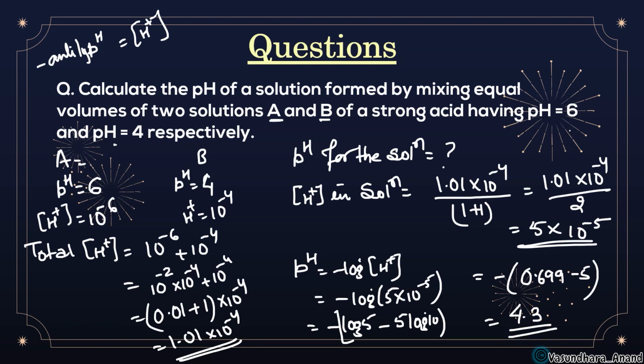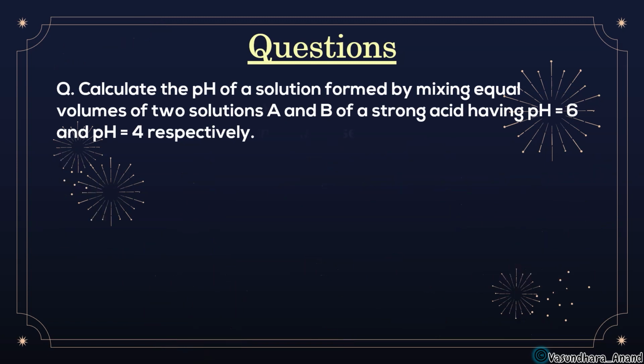Got it? So this point is important. Here the difference in volume for the H plus concentration is important. Otherwise you could have done it with this. Then a small value difference will come, which will come in the term of 3. Here the pH is coming in the term of 4. Got it? Okay, now move to the next question.